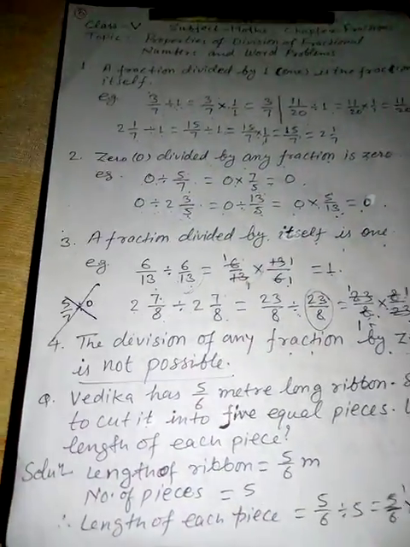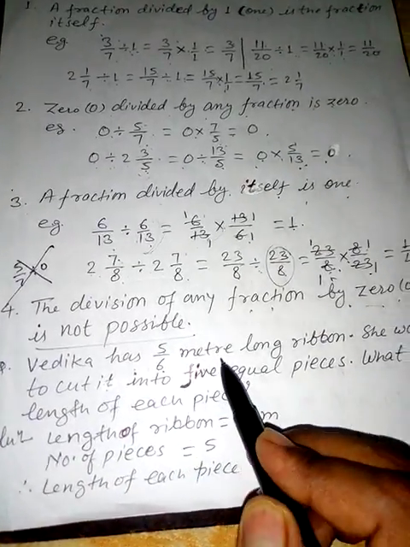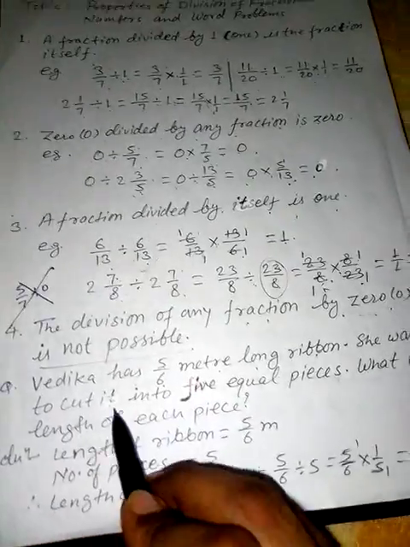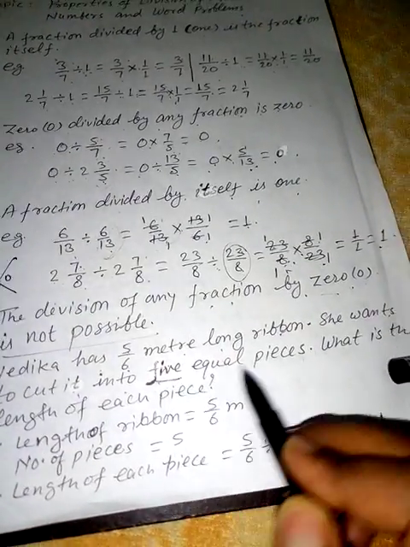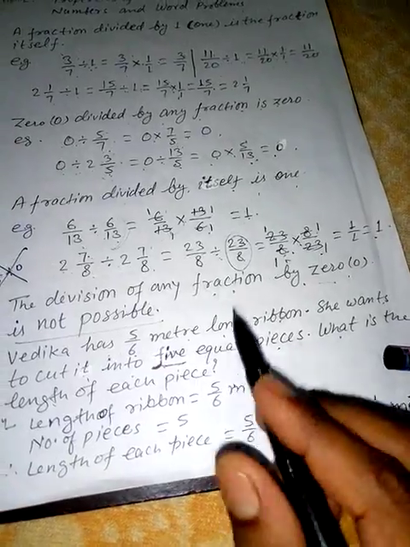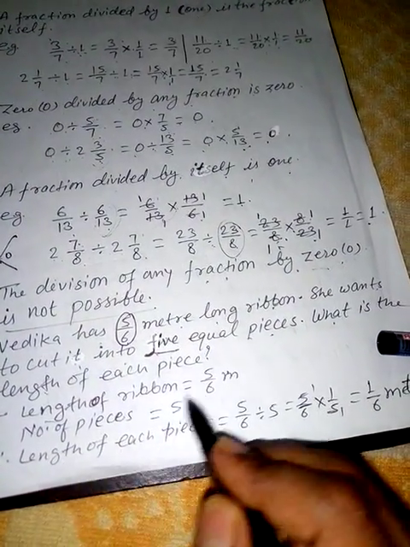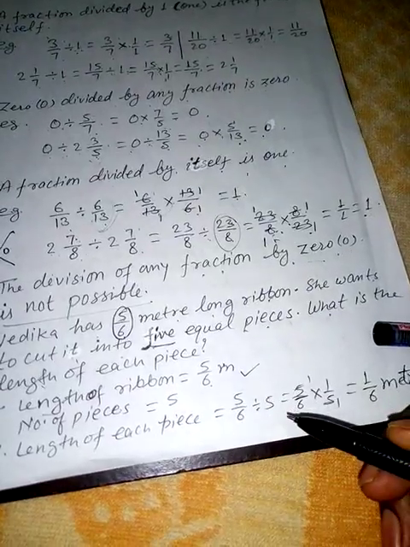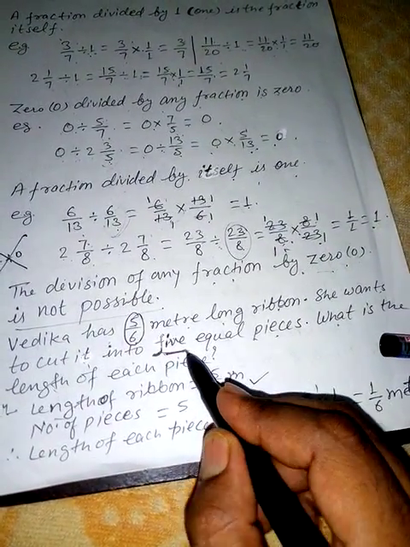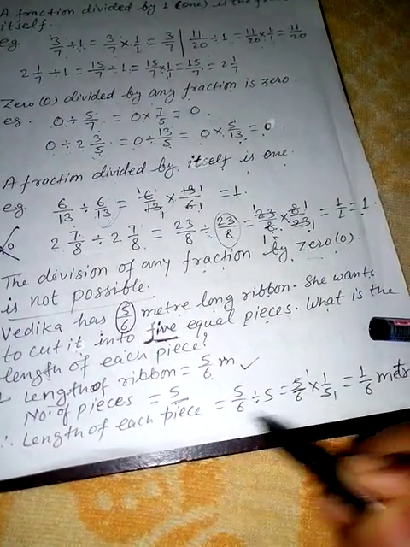Now come to the word problem. Vedika has a 5 by 6 meter long ribbon and she wants to cut it into 5 equal pieces. What is the length of each piece? The total length of the ribbon is 5 by 6 meter, and the number of pieces to cut the ribbon into is 5.